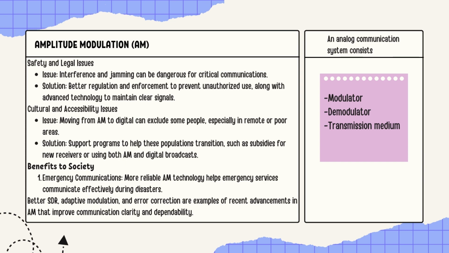The cultural and accessibility issue: the issue is that moving from amplitude modulation to digital can exclude some people, especially in remote or poor areas. The solution is support programs to help this population transition, such as subsidies for new receivers or using both amplitude modulation and digital broadcast. The benefit to society: the first is emergency communication. More reliable amplitude modulation technology helps emergency services communicate effectively during disasters. An analog communication system consists of a modulator, a demodulator, and finally a transmission medium.